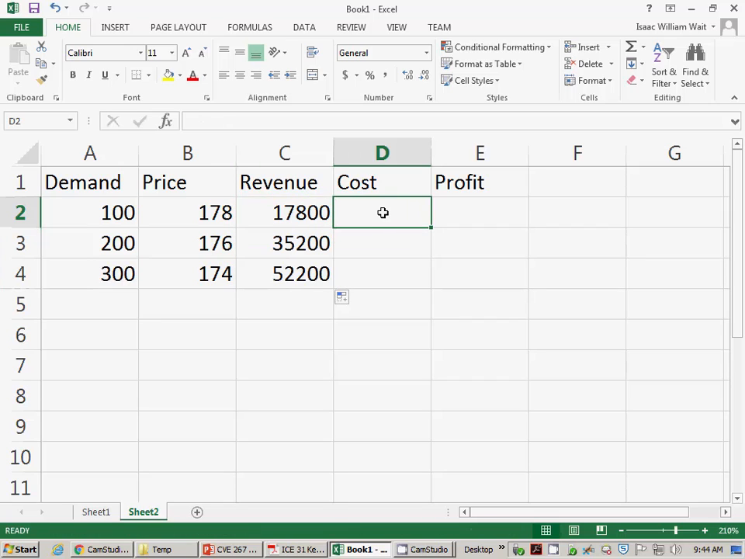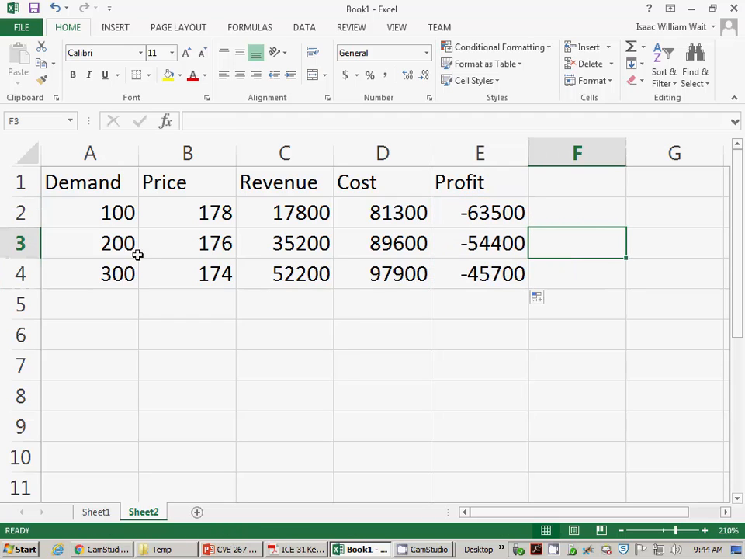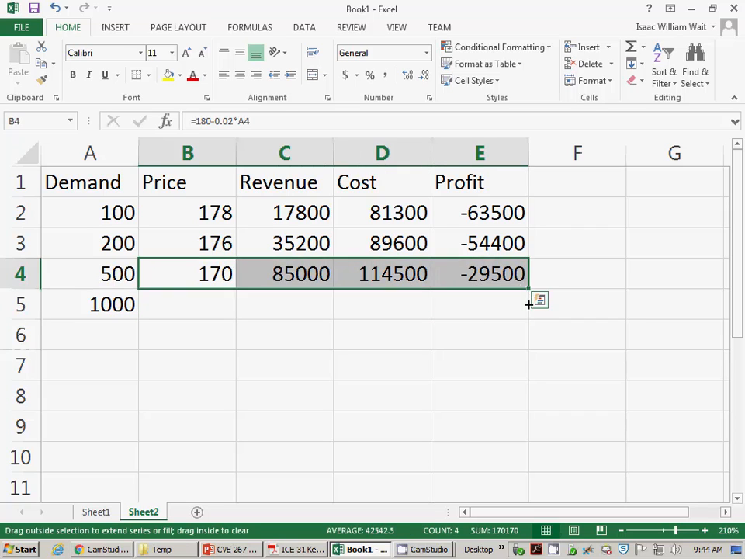Okay, what about cost? Well, our cost function is $73,000 per month is the fixed cost, plus 83 times however many units I'm selling, demand. Okay, so now I have my cost column, and then profit is simply the difference, right? Revenue minus cost. Okay, so it looks like I'm not yet at my first break-even point when I'm at 300. Even 500 doesn't take me to my next break-even point. 1,000, and it will. I'll be in a profitable area.